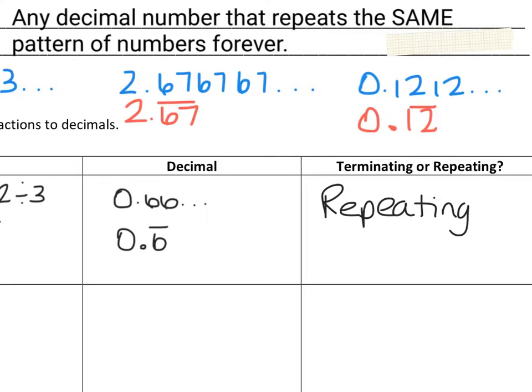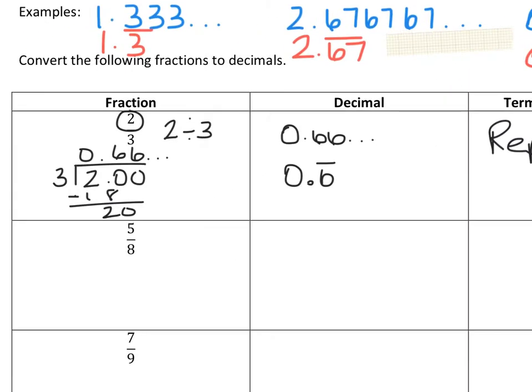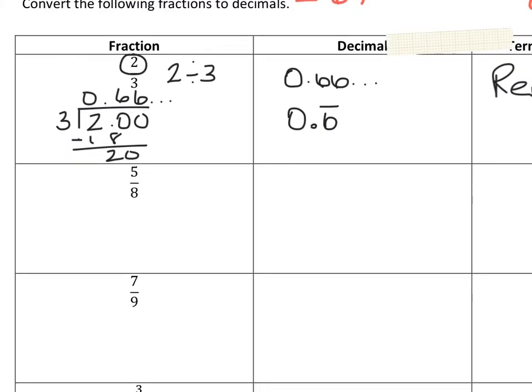Let's go ahead and try the next example of 5/8. So again, 5/8 means 5 divided by 8. So once again, the top dog gets the house, and the 8 goes on the outside. So 0 and then our decimal point. How many times does 8 go into 50?